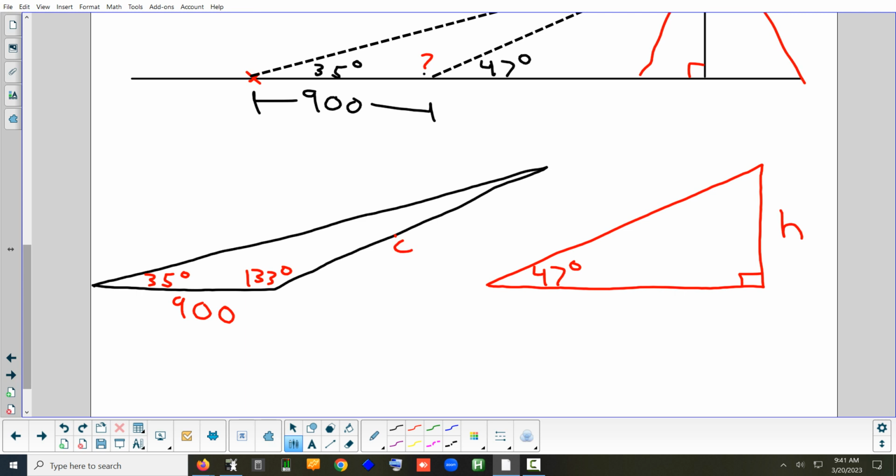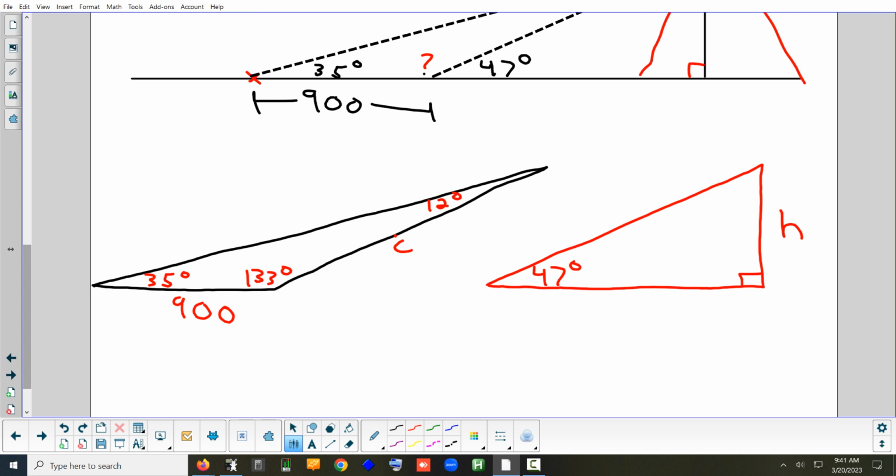Now I can figure out H. And I don't need to use law of sines or cosines. This is a right triangle. So I just have to figure out sine, cosine, or tangent. Here's my angle. What position is side H relative to 47? Yep, that's opposite.